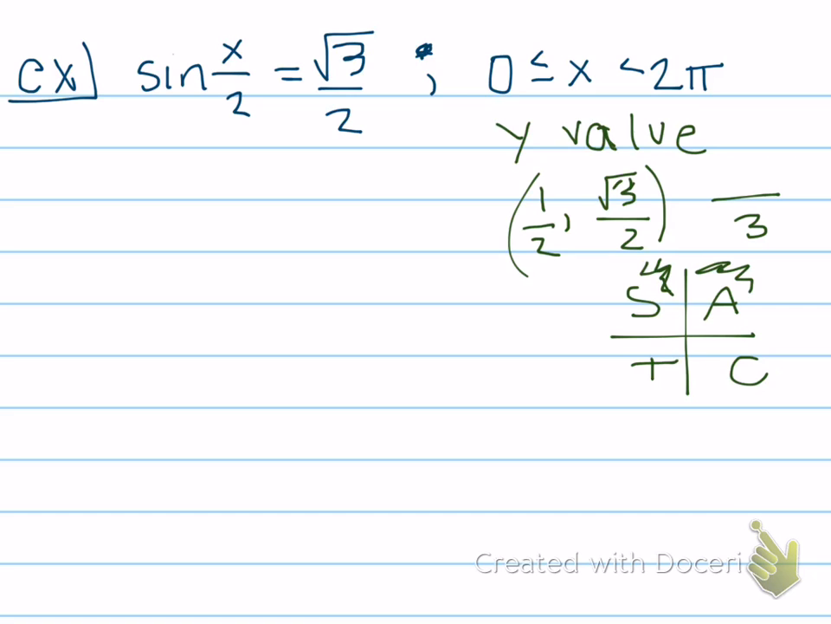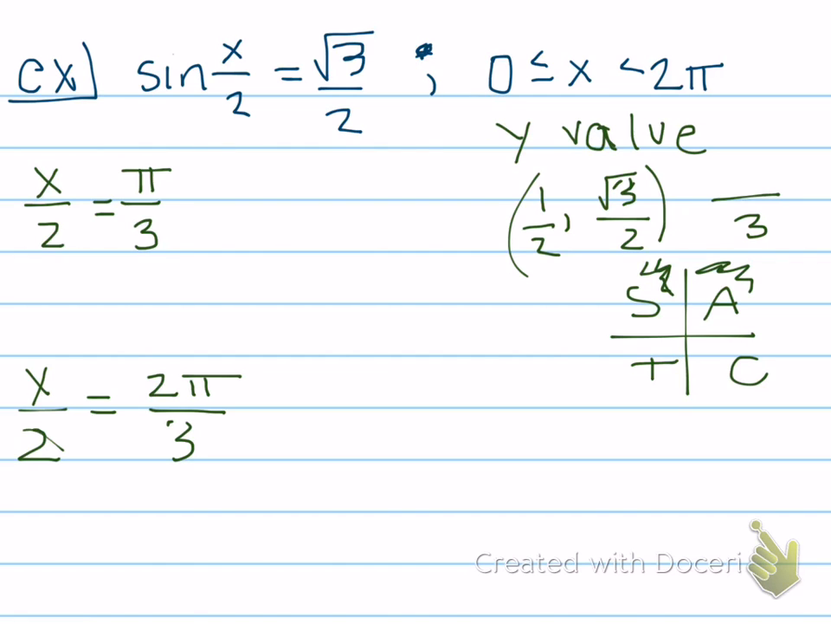So the two angles that I am going to be using are pi over 3. So I can say x over 2 has to equal pi over 3, or I have to say x over 2 equals 2 pi over 3, because those are the two values that come from quadrants 1 and 2 that have a denominator of 3.